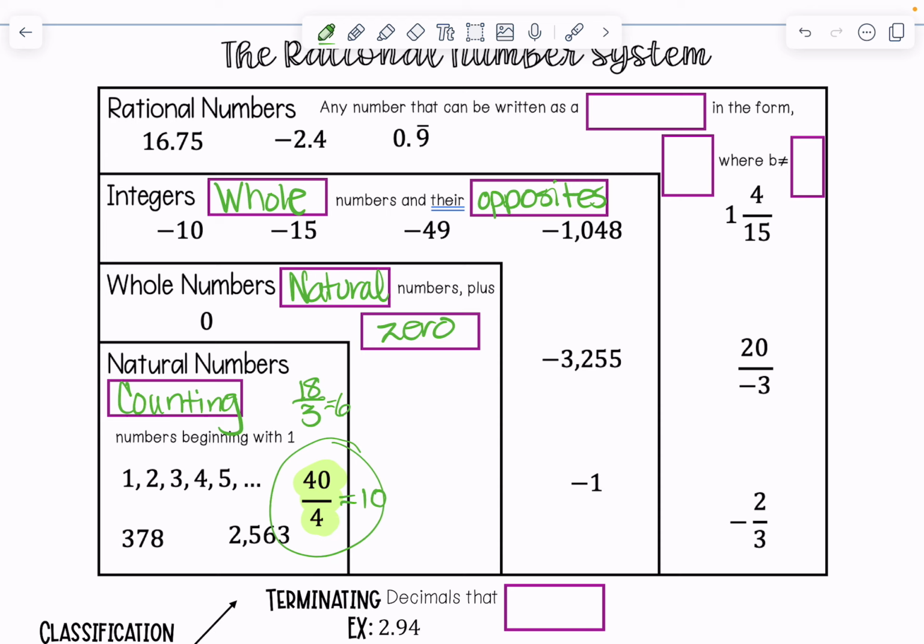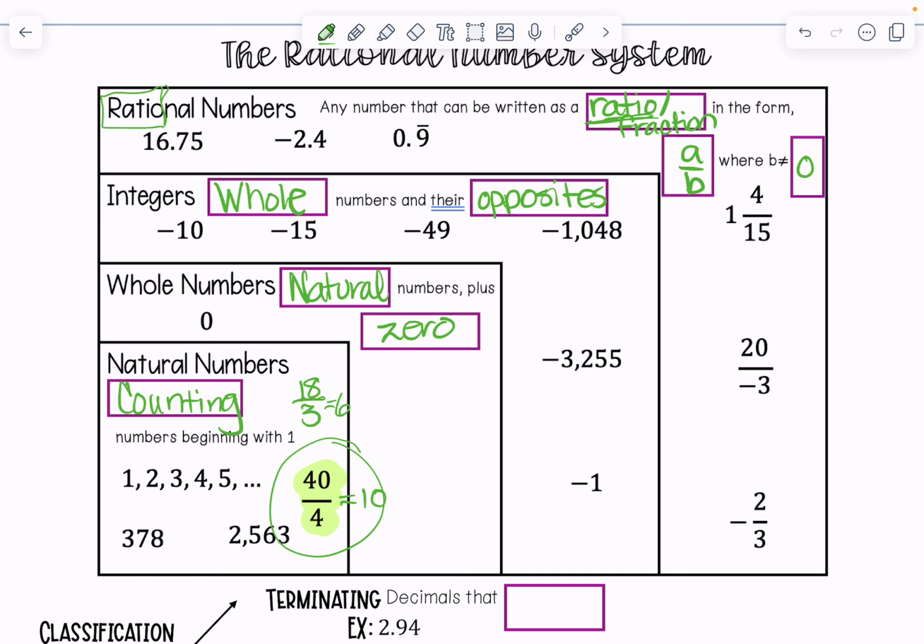Our rational numbers, the technical definition here is any number that can be written as a ratio or a fraction in the form a over b, where b does not equal 0. A couple things I want to point out here. The word ratio, any number that can be written as a ratio. You guys can think of that as a fraction, but I also want to use that word ratio because that is part of the word rational.